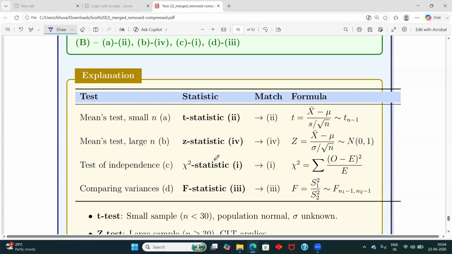Test of independence uses the chi-square statistic. The formula is chi-square is equal to the sum of O minus E to the power square divided by E. Comparing variance uses the F statistic. F is equal to S1 square divided by S2 square, distributed with n1 minus 1 and n2 minus 1 degrees of freedom.